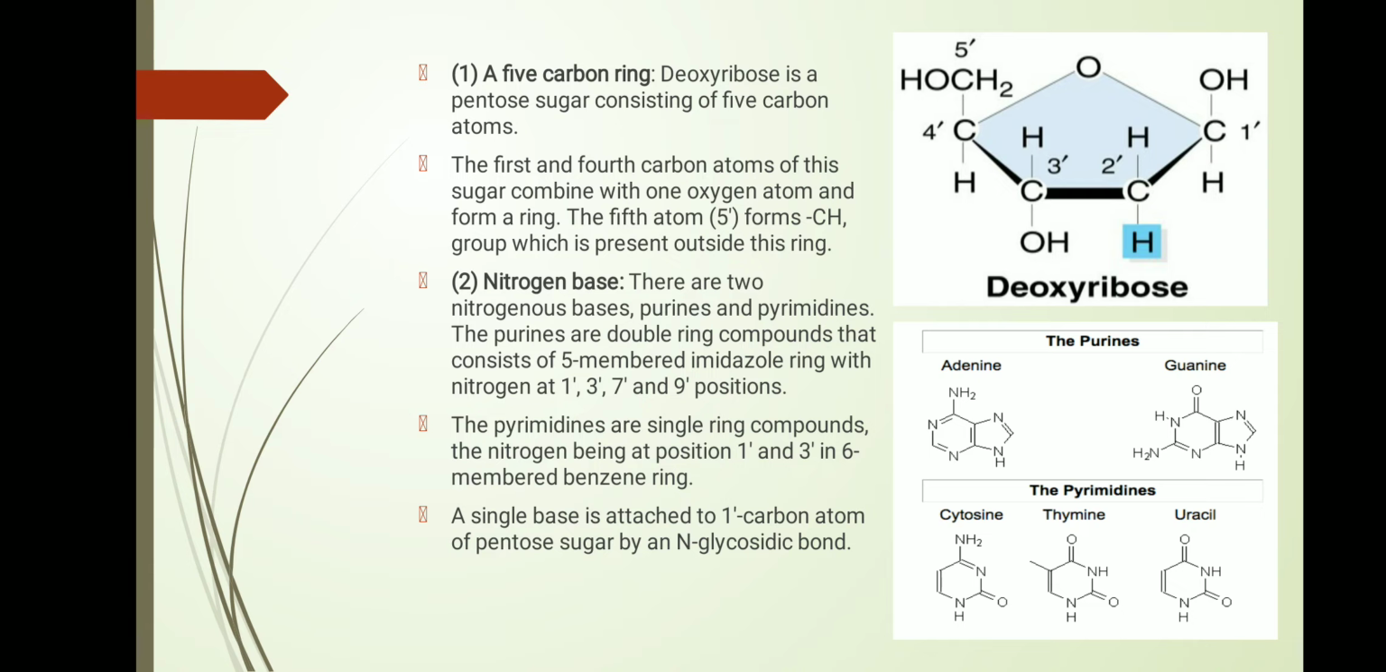Purines are mainly 2 types, adenine and guanine, and pyrimidines are also 2 types, cytosine and thymine. Uracil is the third pyrimidine, present in RNA. Adenine, guanine and cytosine are common in both DNA and RNA, while thymine is found only in the DNA structure and uracil is found only in the RNA structure.